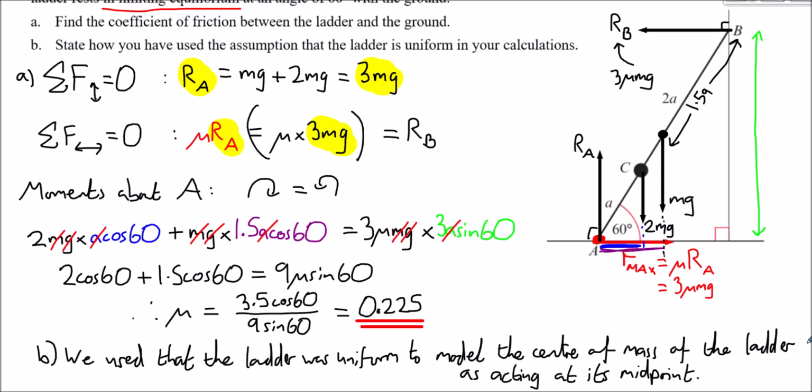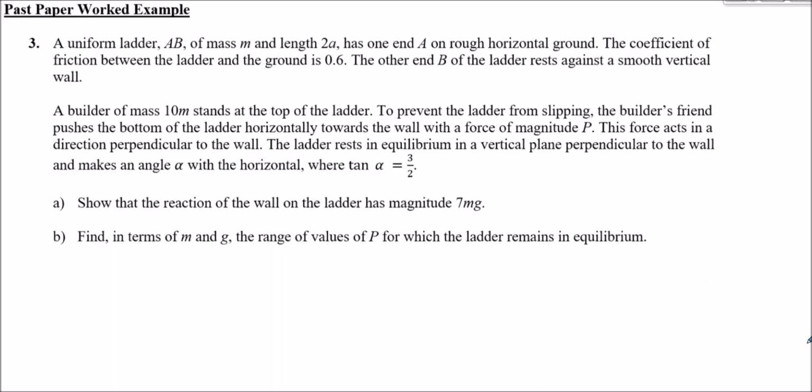Finally, let's have a look at a past exam paper example. Again, keeping with the topic of ladders here. So this time we've got a ladder AB, mass M and length 2A. Has one end A on rough horizontal ground. The coefficient of friction between the ladder and the ground is 0.6. The other end B of the ladder rests against a smooth vertical wall.